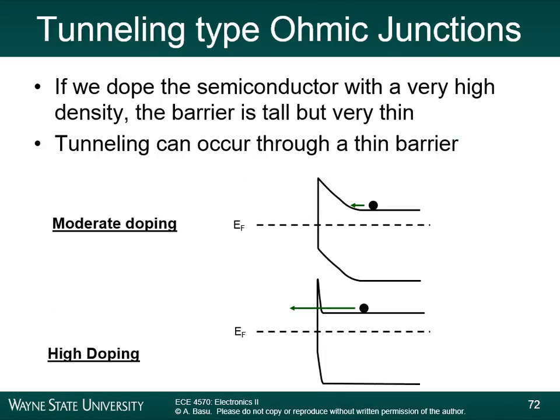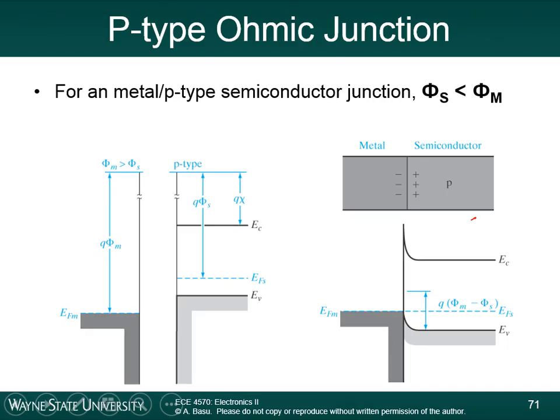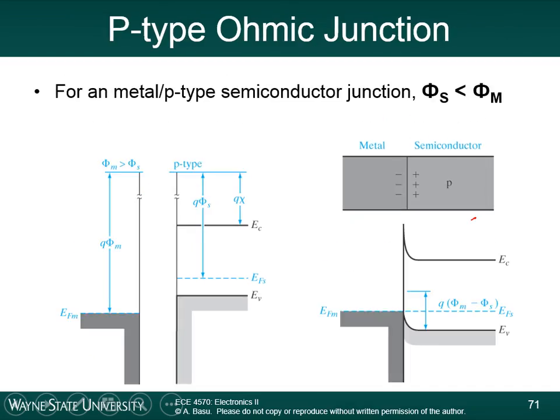The final type of ohmic junction, first of all, to give you a little bit of why we'd want to have tunneling type junctions. To create n-type and p-type ohmic junctions, you have to make sure that these constraints are met. The metal work function is less than the semiconductor work function, and in the case of the p-type, the semiconductor work function is less than the metal work function.